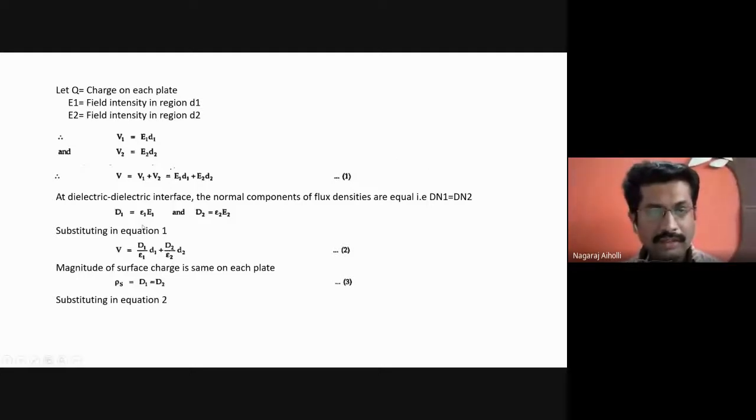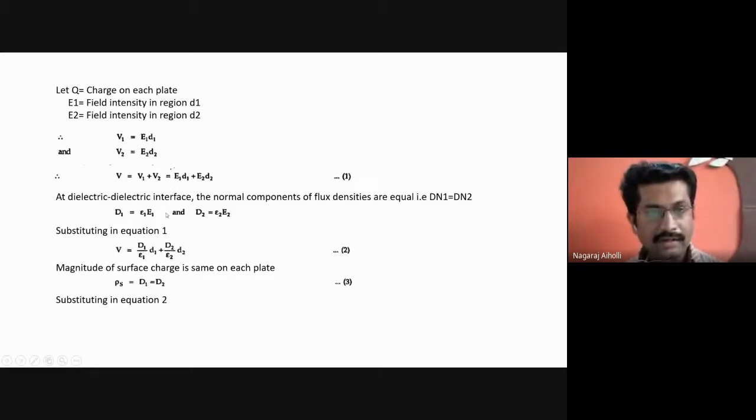D1 is epsilon 1 into E1 and D2 is epsilon 2 into E2. I have written in terms of D and E, using epsilon for each of the dielectric medium. Substituting in equation 1, let us substitute these equations for D1 and D2 in equation 1. What we get? V is equal to E1 into D1.